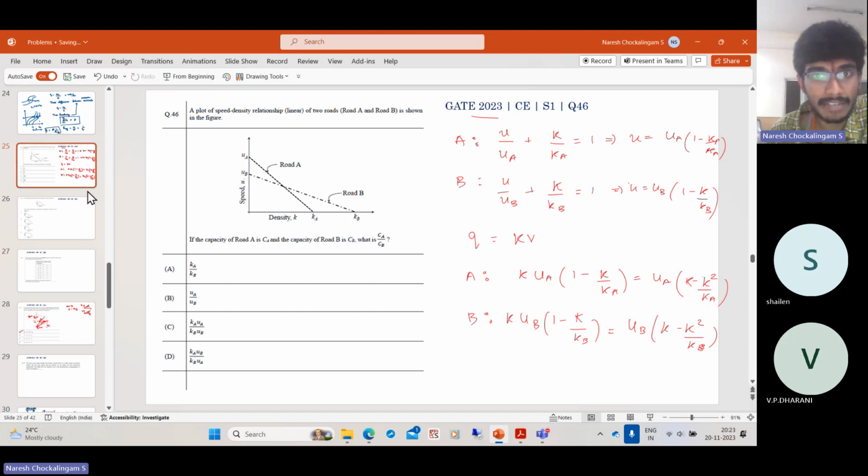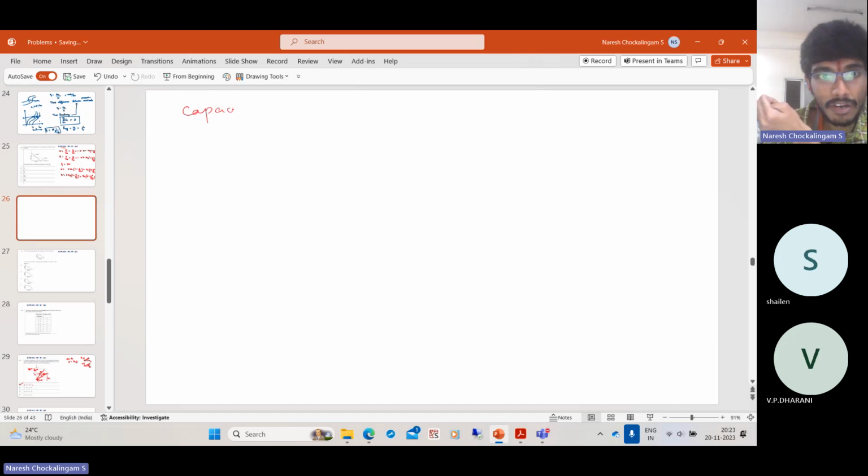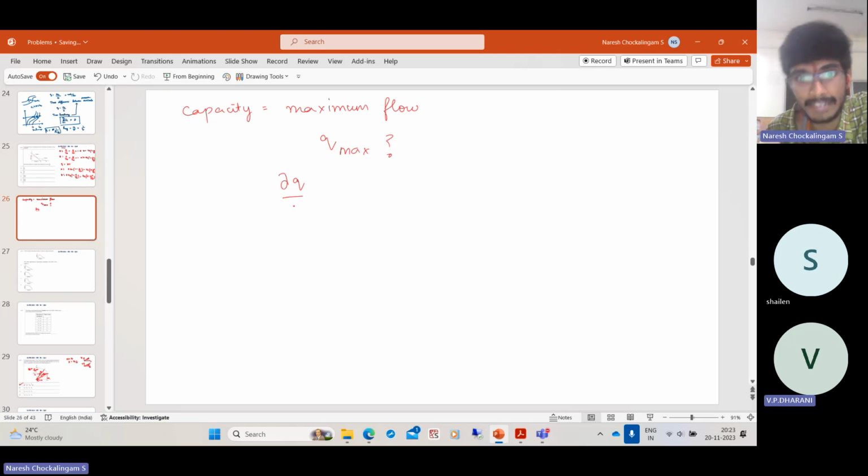Now we are asked to find the capacity. If the capacity of road A is CA and capacity of road B is CB, what is capacity? Capacity is the maximum flow a road can take. So capacity is the maximum flow. It's just English, right? What is flow? It is Q. So how do you find Q max? Differentiate and equal to 0, sir. Yes, correct. So differentiate with respect to what? Differentiate with respect to something and set it equal to 0.